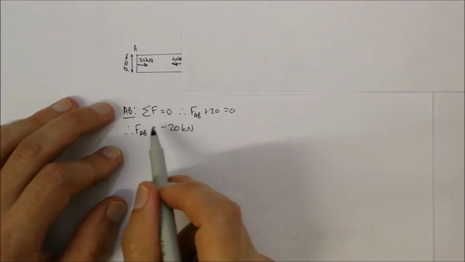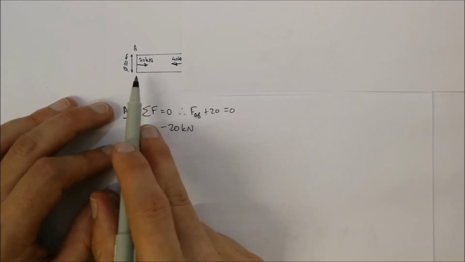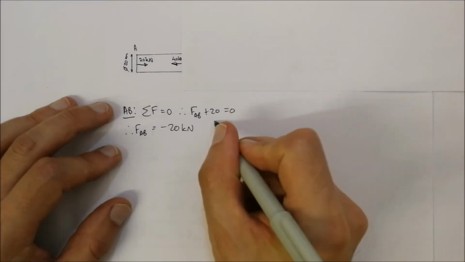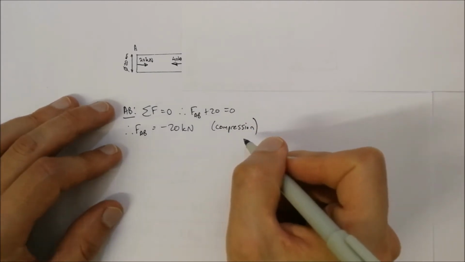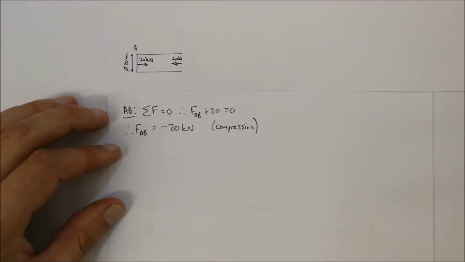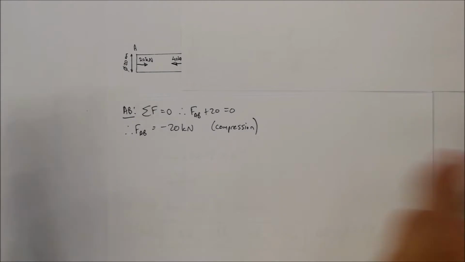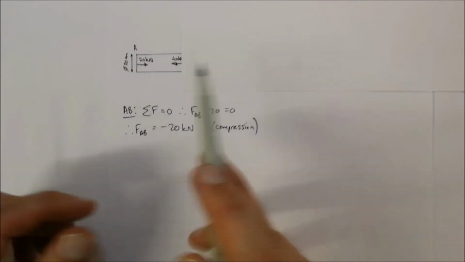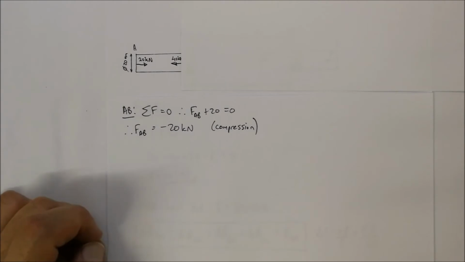Now this negative sign tells us something new. Whenever we see a negative sign, it's going to imply that it is compression. We've got two types of scenarios that we can have. We can have tension, where it's a pulling force, and we can have compression, where it's a pushing force. Over here, because you've got this force acting on AB, it's going to squash onto that specific member and cause compression. So if it's negative, we consider it as compression.